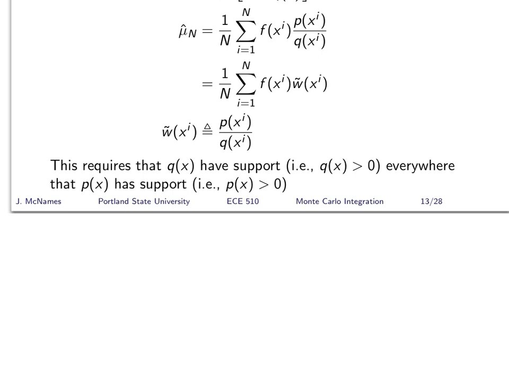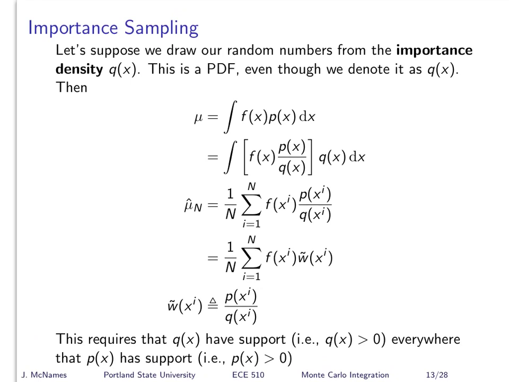And as before, in order for this to work, q of x has got to have support everywhere that p of x has support. So wherever p of x is non-zero, q of x has got to be non-zero, or else you get a divide by zero mathematically, or you could say that your approximation is not going to work out, because this isn't equal to that unless q of x is non-zero everywhere that p of x is non-zero.